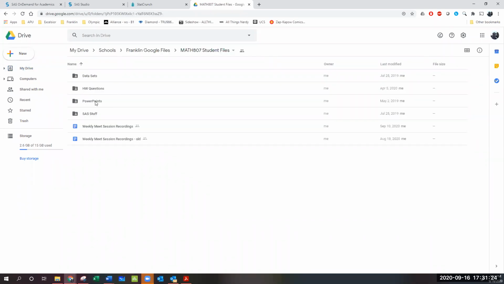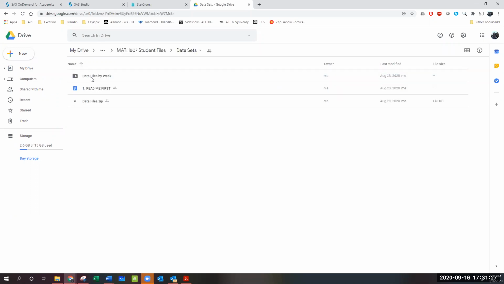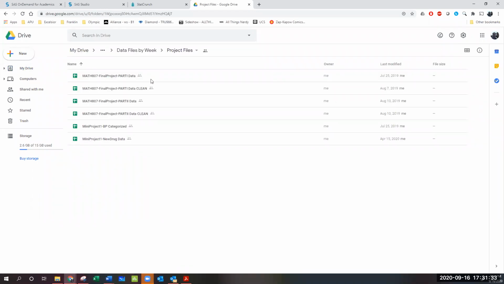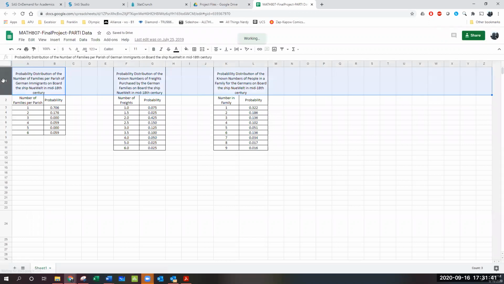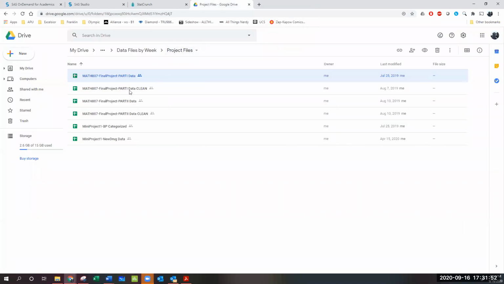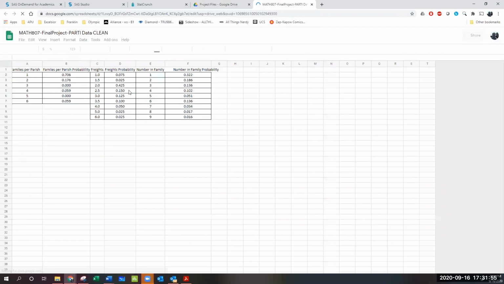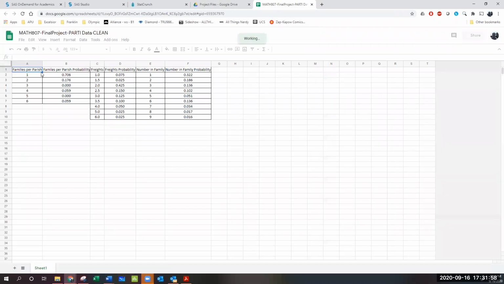But it's basically just a matter of getting rid of the top row of data, right? So you'll see that I've got part 1 data and the part 1 data clean. If I open up part 1 data, here's the original data set. This row screws up SAS. It also screws up Excel, because I was having a hard time getting a histogram in Excel as well. So what you want to do is just delete that one, and you'll see that my clean version of the data is basically the same thing, but I deleted that, and then I gave the variables names that make sense, right?